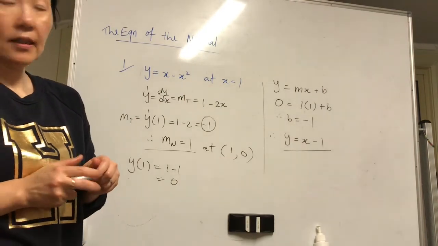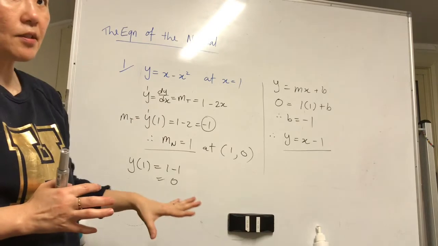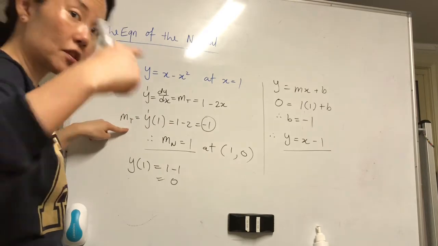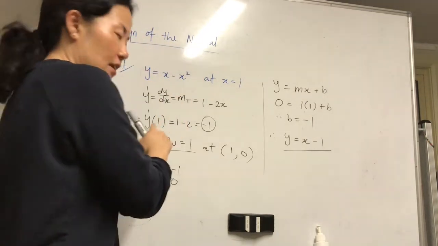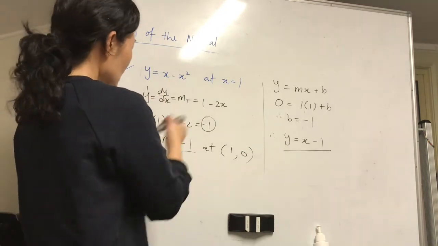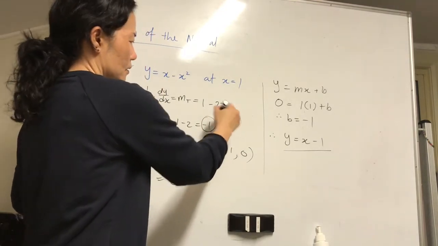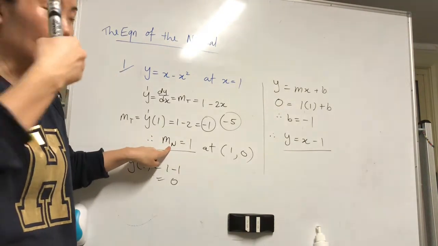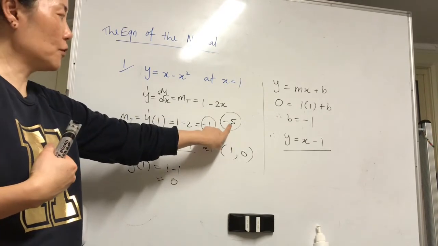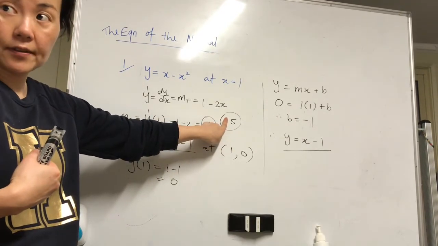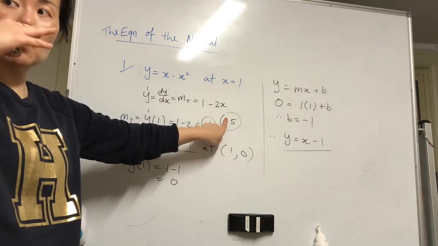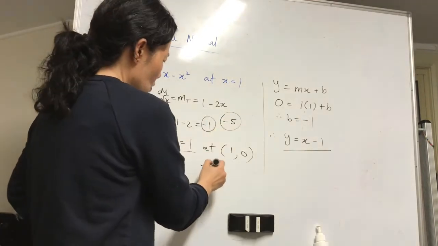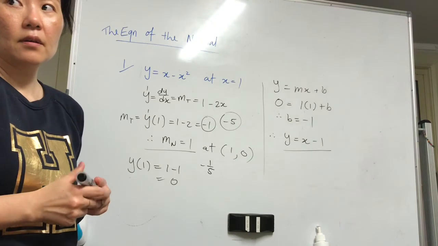We're all with that? The only thing different is that when it comes to the gradient of the tangent, you've got to do the negative reciprocal. You flip, but you put the negative in there. So for example, if this was negative 5, what would be the gradient of the normal? You flip and make it negative. If you flip the 5, it would be 1 over 5. That's the reciprocal of 5. But you're putting negative there, so it'll be negative 1 over 5. Does that make sense?